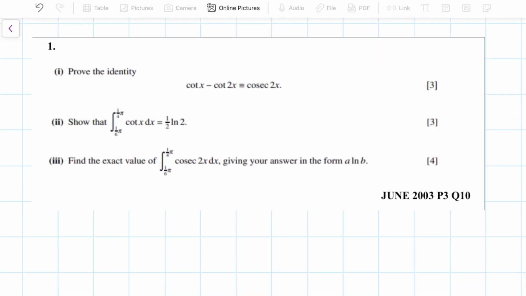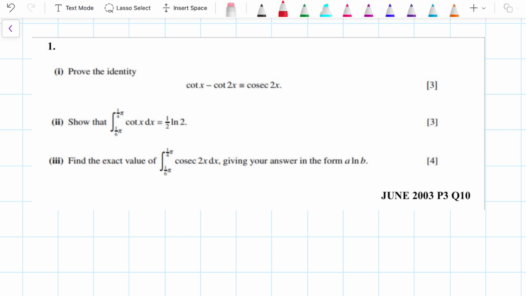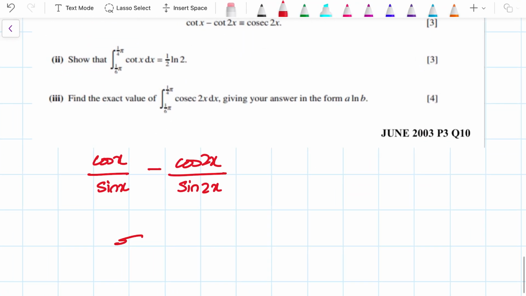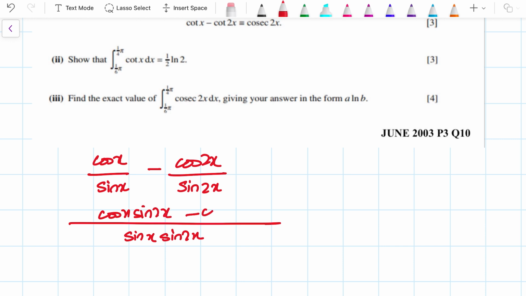All right, let's look at this question. Prove the identity cot x minus cot 2x equals cosec 2x. So cot x is cos x upon sin x minus cos 2x upon sin 2x. This topic will also help you review your trigonometric functions. Let's take the LCM. Minus cos 2x and a sin x.